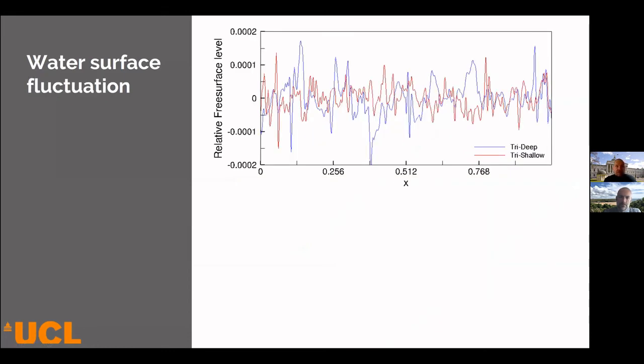And when we look at this image here, the red line, which is the shallow case, and the blue line, if you look at the absolute water surface fluctuation, it's kind of similar. It has a similar magnitude.